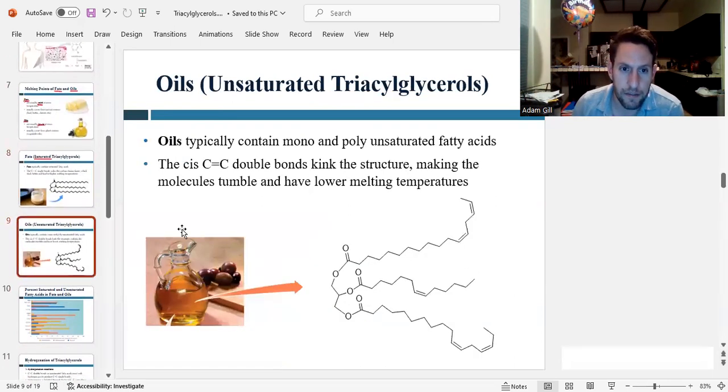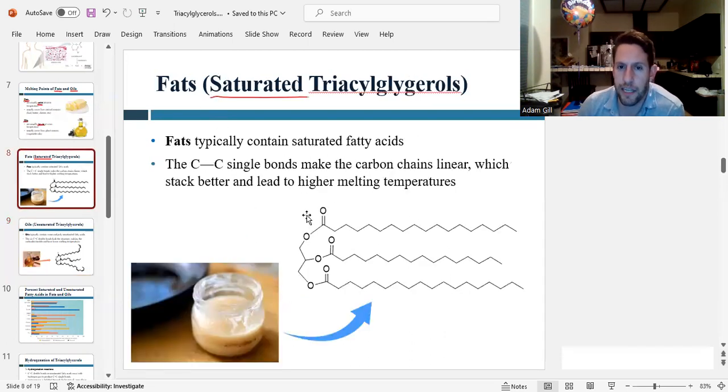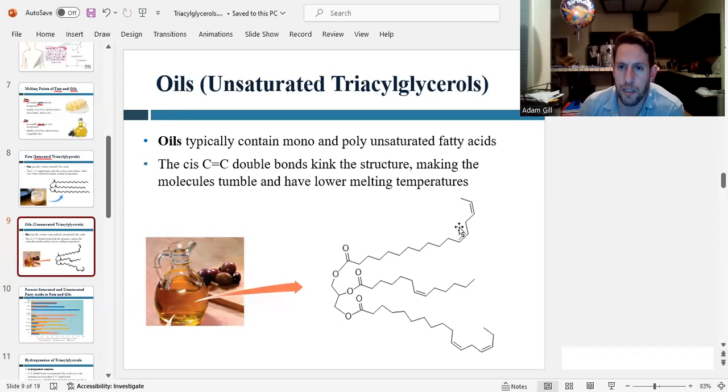On the other hand, your oils tend to be unsaturated triacylglycerols, meaning that the fatty acid tails have those cis double bonds, and so they're kinked and they're bent in all different directions. And if you try and pile them up, they don't really stack well and they tumble, which is what a liquid is. And so the double bonds kink the tails, they don't stack well, they tumble, and they're liquidy. So fats are saturated, oils are unsaturated.